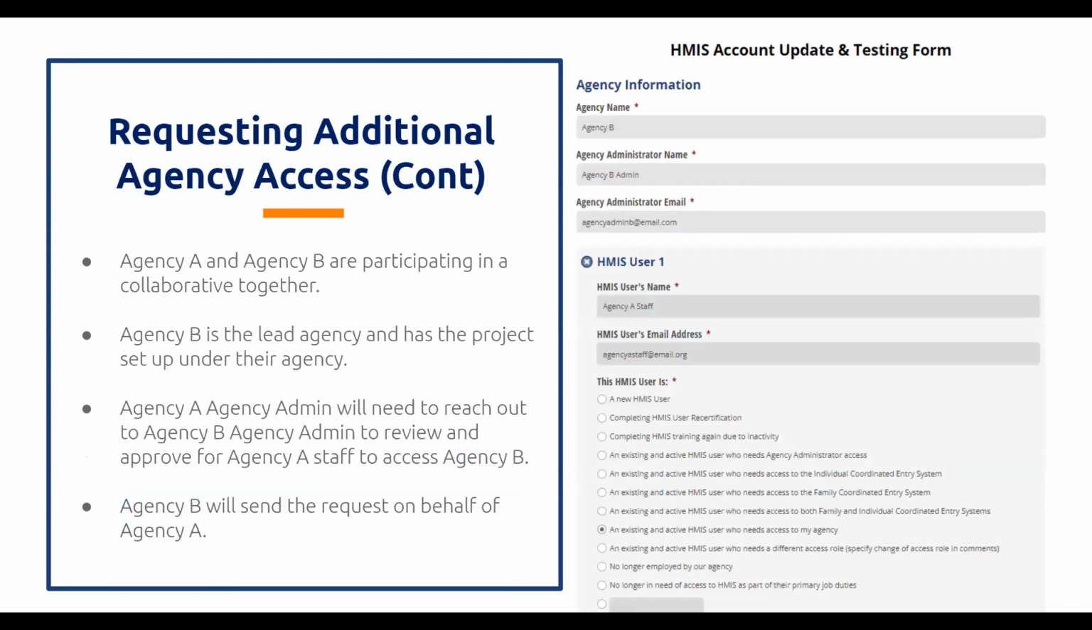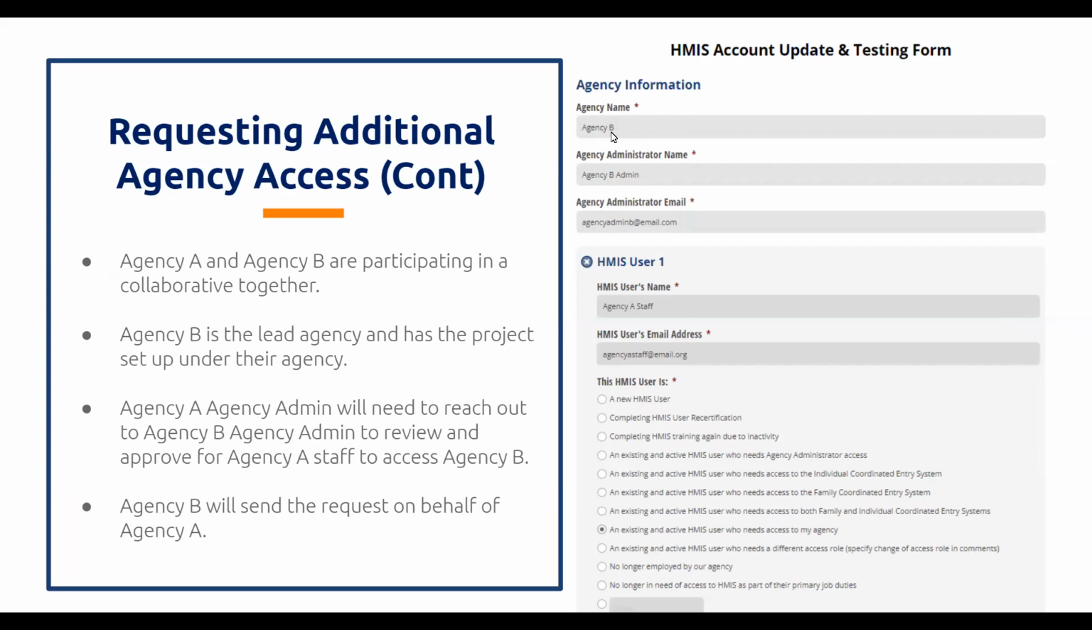For this example, agency A is the partner agency and agency B is the primary agency, and they develop a collaboration. Agency B is the lead agency and will have the project set up under their agency. Agency A will need to request access to agency B to enter data into the collaborative project. Agency A admin will send a list of staff that needs access to agency B for review. Agency B will then review that list and approve users that need access. They will then submit the HMIS account update form on behalf of agency A and include all the staff from agency A that needs access.